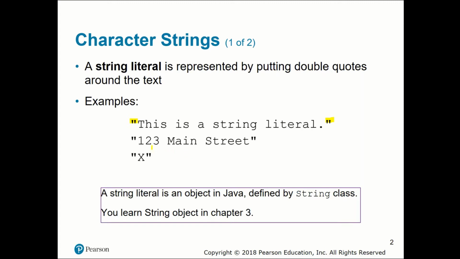123 Main Street, this is also a string literal because it is enclosed by double quotes. And here, there is only one character X. Even if this is just one character, if this is enclosed by double quotes, this is also a string literal. Strings are very important in Java. Actually, it is an object. I will explain about objects in detail in Chapter 3.